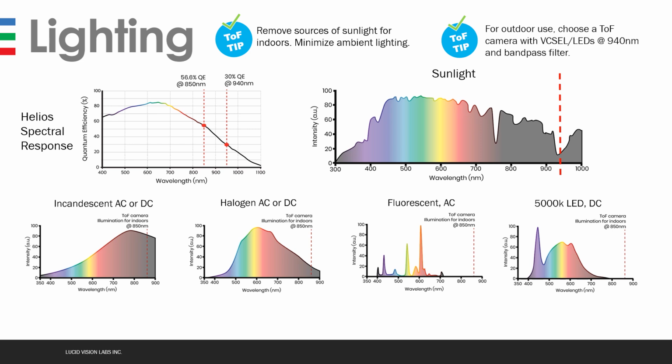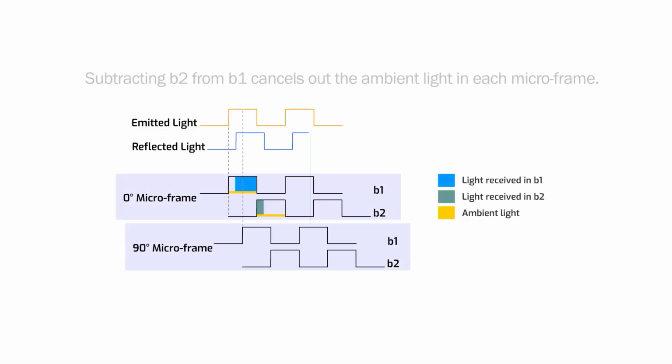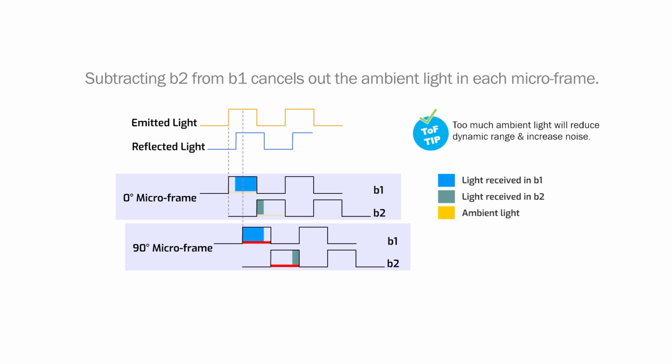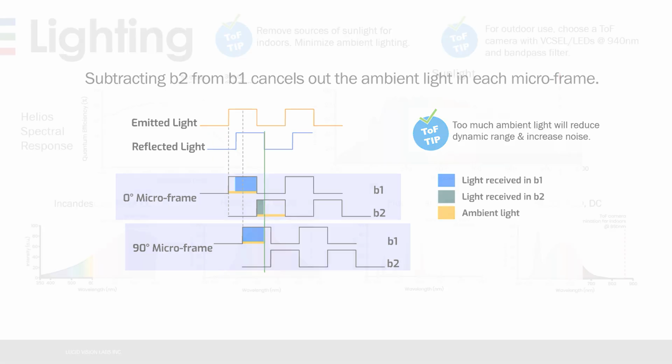While incandescent and to a lesser extent halogen both emit light at 850 nanometers, it's important to note that Sony's DepthSense sensor can cancel out most indoor ambient light, as indoor lighting is at a much lower intensity than sunlight. However, the more ambient light that needs to be canceled out, the lower the dynamic range and higher noise you'll have in a 3D scene.